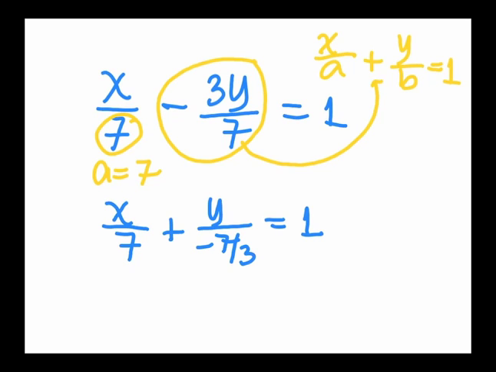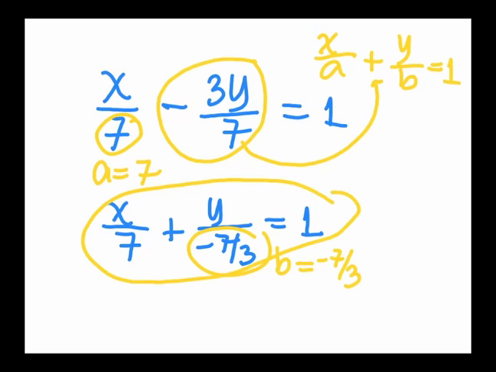So this is now the y-intercept denoted by b. So b is negative 7 over 3. So we were able to rewrite the given equation to its intercept form, where a is equal to 7 and b is negative 7 over 3.